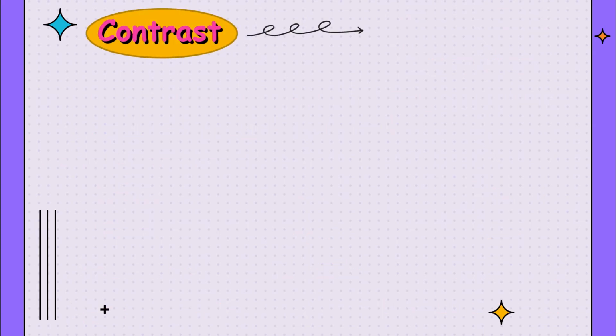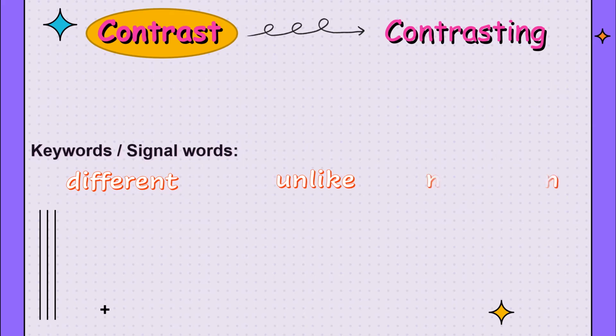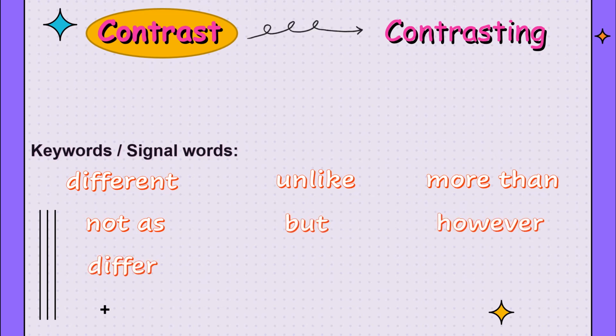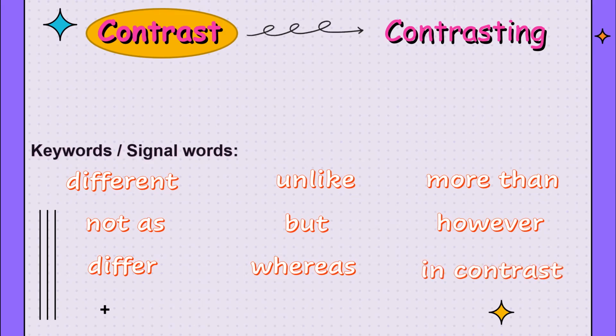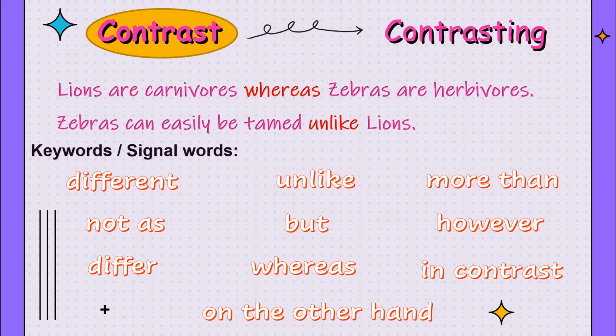When we contrast things, we use keywords or signal words such as different, unlike, more than, not as, but, however, differ, whereas, in contrast, and on the other hand. For example, lions are carnivores, whereas zebras are herbivores. Zebras can easily be tamed, unlike lions.